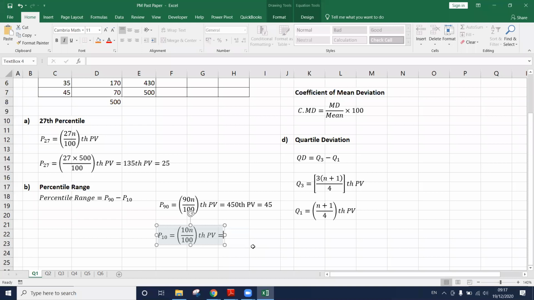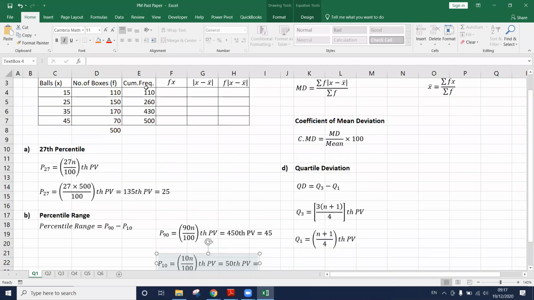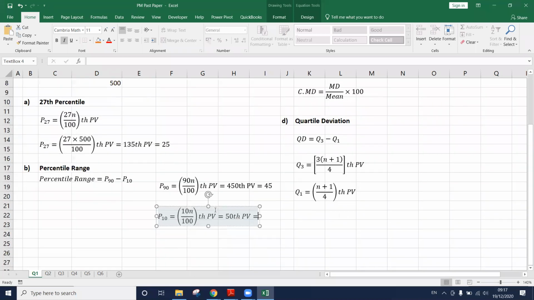P10 value එක හොයනවා නම් 10 into n, n is 500, over 100, right? It means P10 means the 50th positional value. 50 වෙනියා ඉන්නේ කොතනද? එතන value එක, පළවෙනි 110 දෙනාගේම value එක 15යි. එහෙනම් අපේ 50 වෙනියගේ value එකත් 15යි. Therefore the percentile range එක වෙන්න ඕන කීයද? P90 value is 45, P10 value is 15, therefore percentile range should be 30. Right, percentile range should be 30.